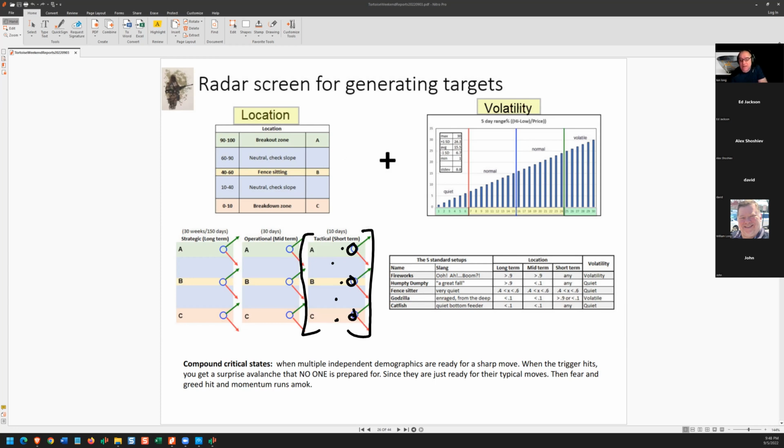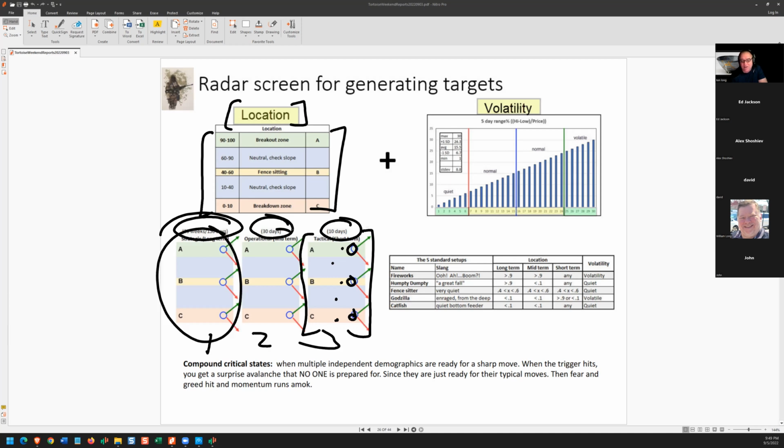So now we're looking at multiple look back periods. So we're going to perform this calculation on the 10-day and the 30-day and the 30-week or the 150-day. So when we're looking at trade location, we're taking a look at trade location on 3 different buckets. Why? Because each one of these buckets represents a different demographic of trader.